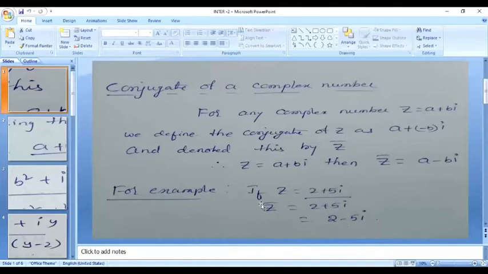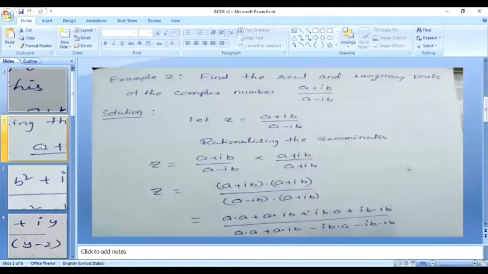Now we take some problems here. We take example 2, textbook example 2, page number 8. Find the real and imaginary parts of the complex number (a plus ib) by (a minus ib). We need to find the real part and imaginary part of this complex number. Suppose we take this complex number as z. z equals (a plus ib) by (a minus ib).